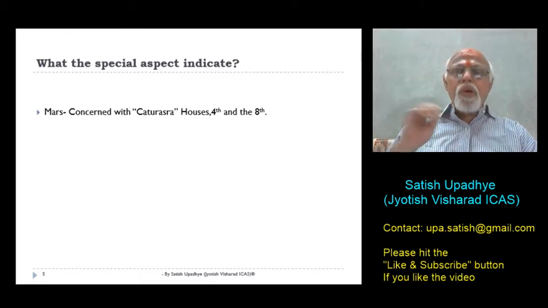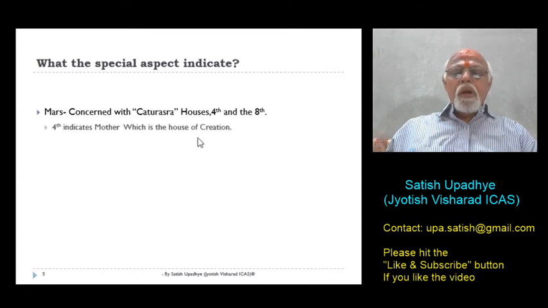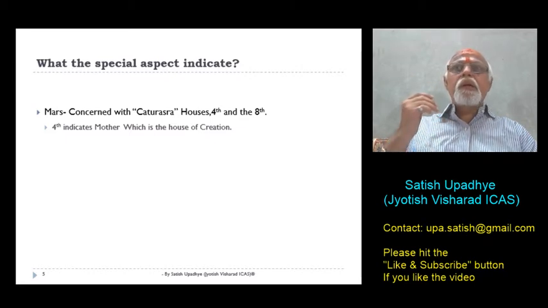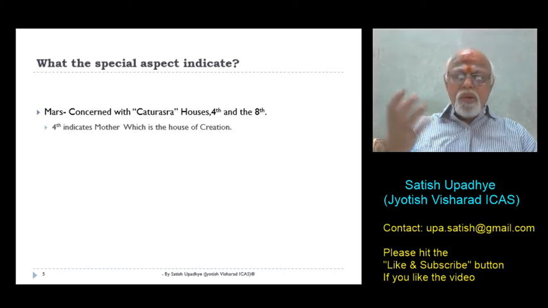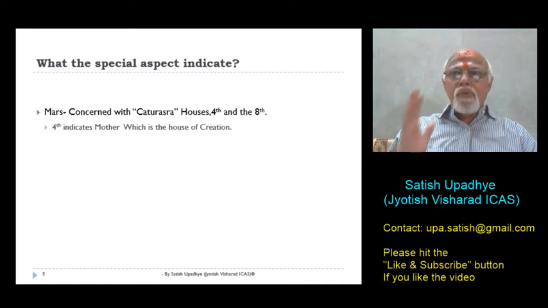These fourth and eighth houses in the Kundali are known as Chaturastra houses. The fourth indicates the mother. It is the creation of all things in the universe. So the mother, who creates everything, is indicated from the fourth house. In the natural zodiac, we find Karka Rashi, which is signified by goddess Parvati. So the fourth house indicates creation.